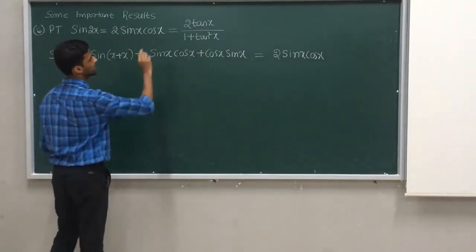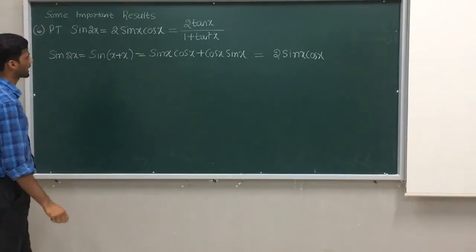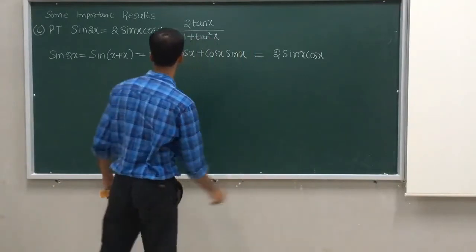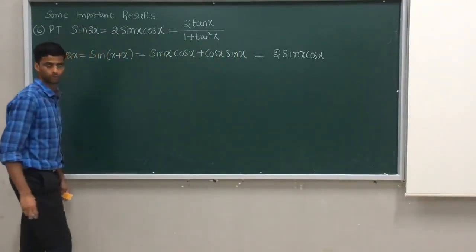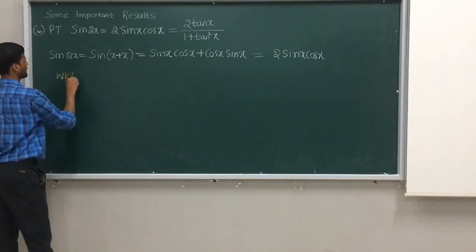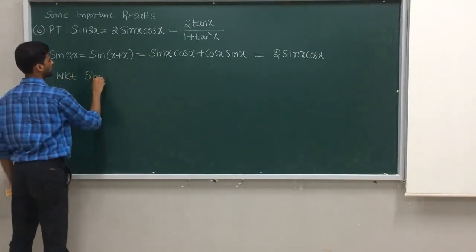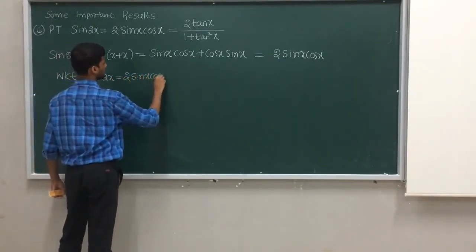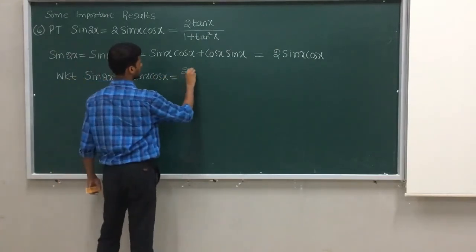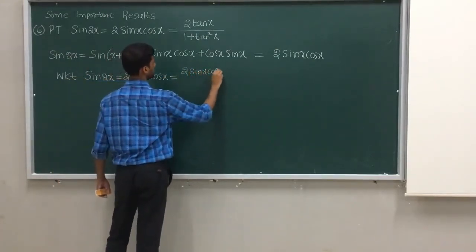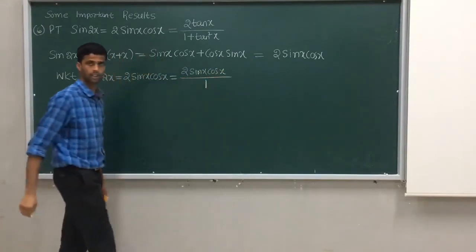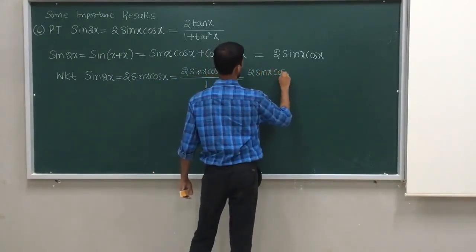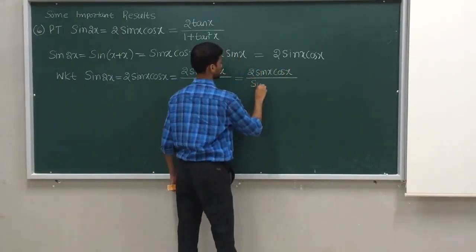Now how to prove the other form? That is more important. I want 2 tan x upon this. Is there any way to prove this? It's up to you. So what do we do? We know that sin 2x is equal to 2 sin x cos x. Now I'll write this as 2 sin x cos x divided by 1. Again, I know in trigonometry 1 can be written as sin square theta plus cos square theta, or sin square x plus cos square x. Okay.